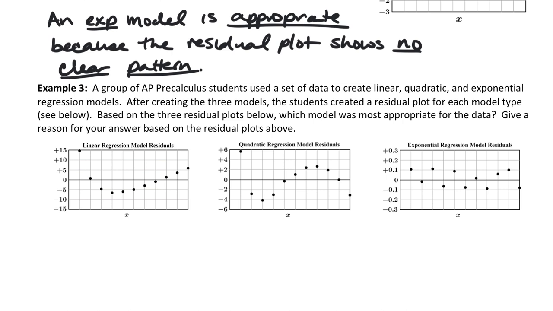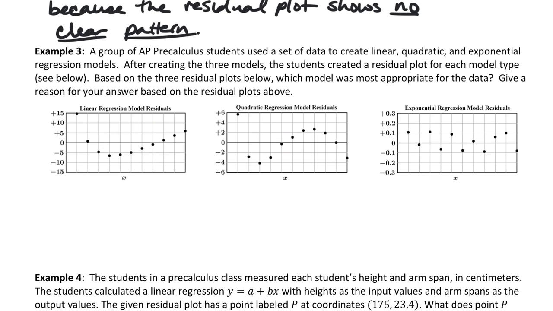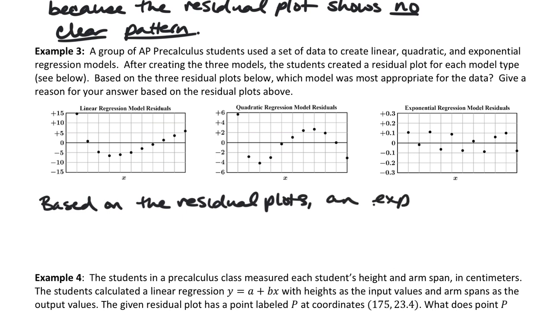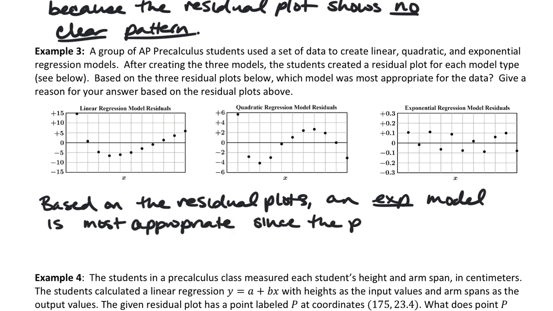The last one, the exponential, because this looks like a clear pattern to me. This looks like a clear pattern to me. But this is like jumbled. That's what we want. So we want to write the following sentence. We'd say, based on the residual plots, an exponential model is most appropriate since the plot shows no clear pattern.